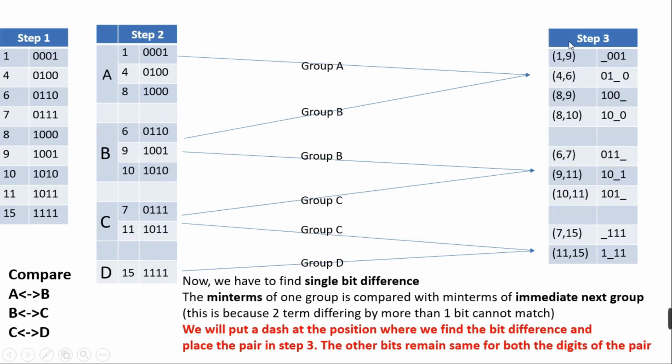So this is how we're going to be putting numbers in our step 3. So we're going to find single bit differences within our comparison, and then we're going to put that pair into our next step, step 3. So here from group A and B we got these pairs, and from group B and C we got these pairs, and from C and D we got these pairs.